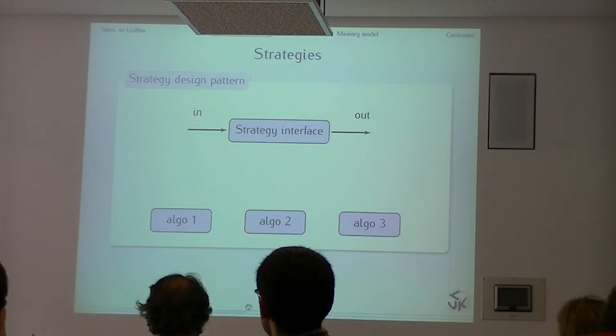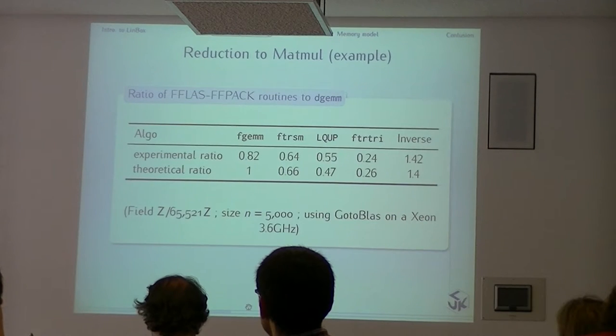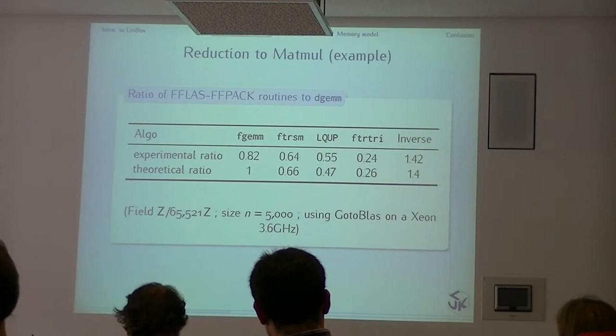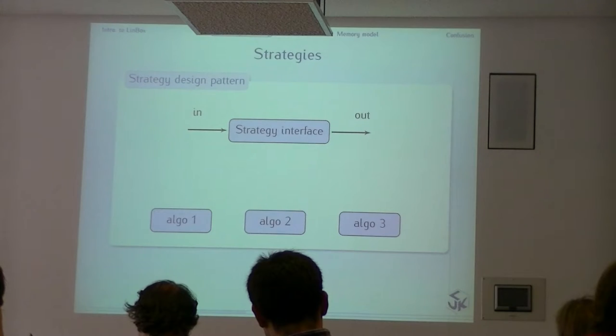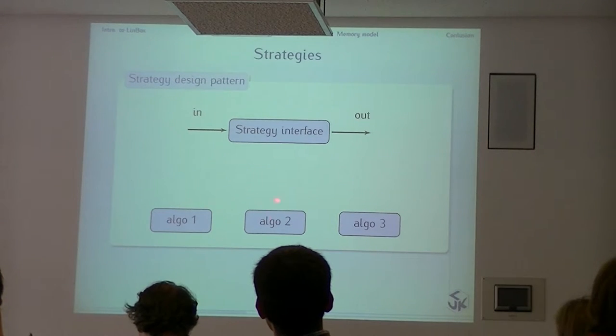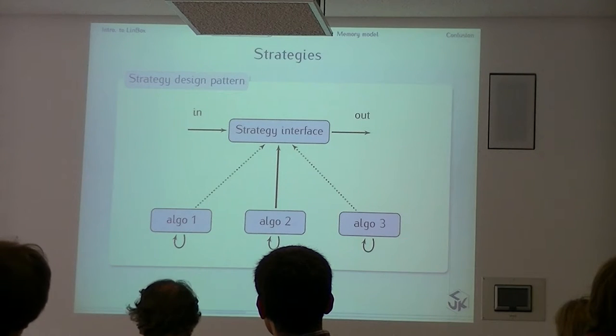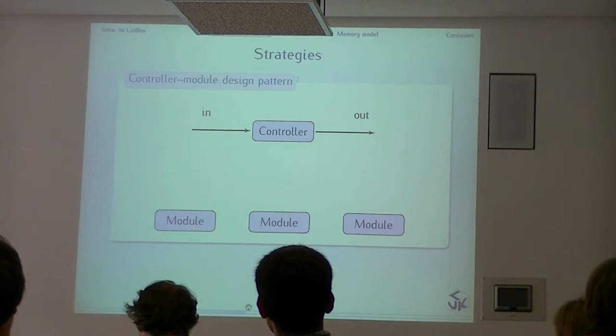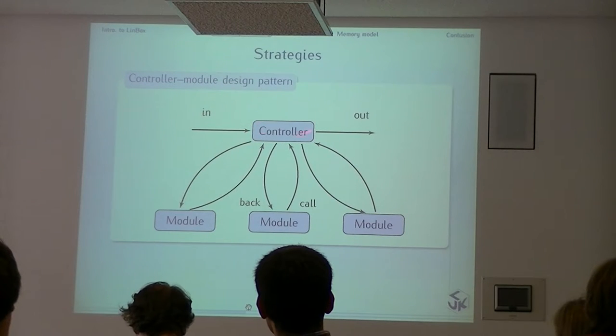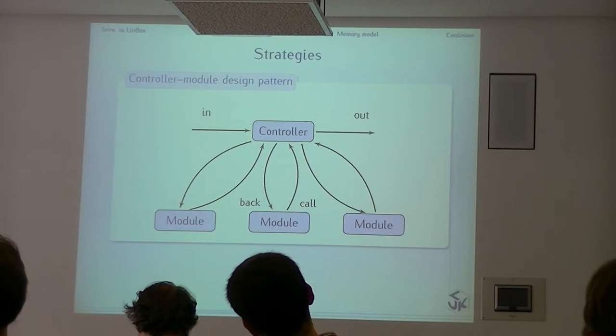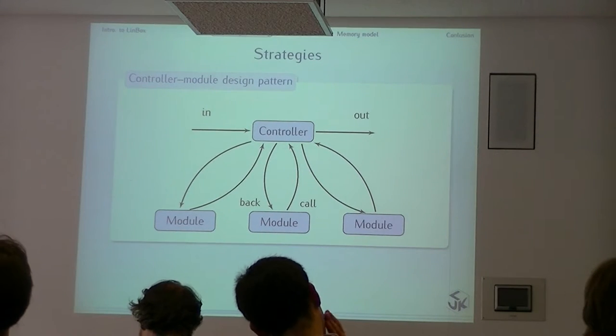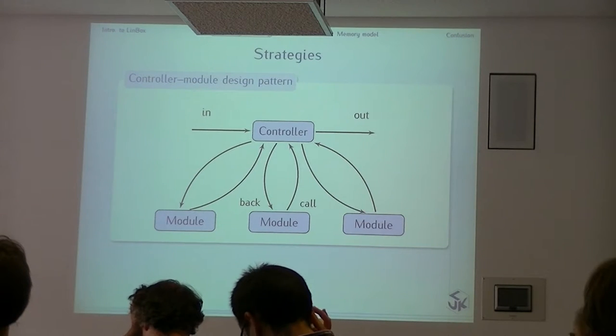Anyway, going back to many various algorithms, there is a very well known design pattern called the strategy pattern. You have an interface, plenty of algorithms, and at runtime, the interface will select an algorithm. But this algorithm doesn't know the other algorithms. If it recurses, it will only know itself and recurse to itself. What we propose is another strategy where the interface, the controller, can select an algorithm, we call a module, as in the plugin architecture. And this module will always call back the controller so that the controller will always make the choices and select the proper modules.